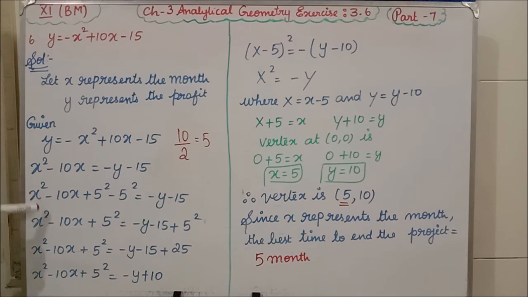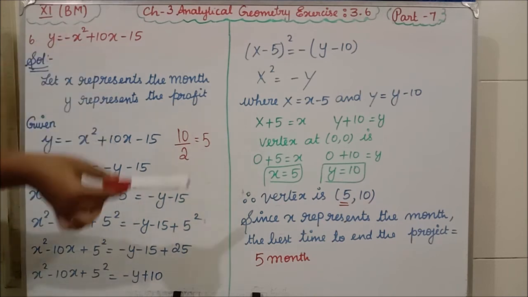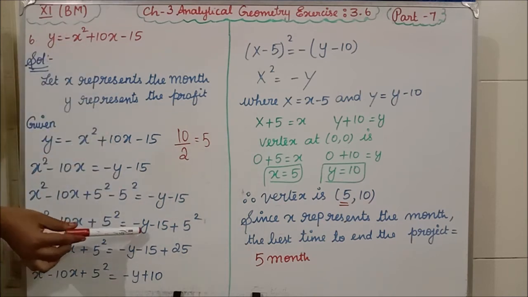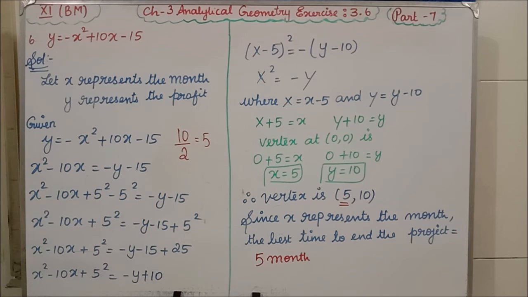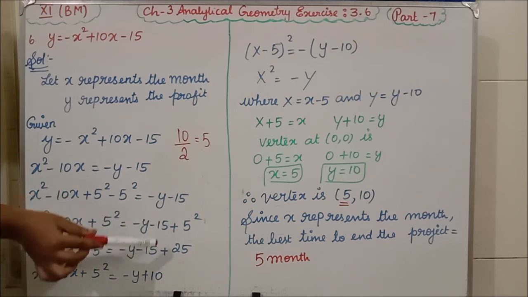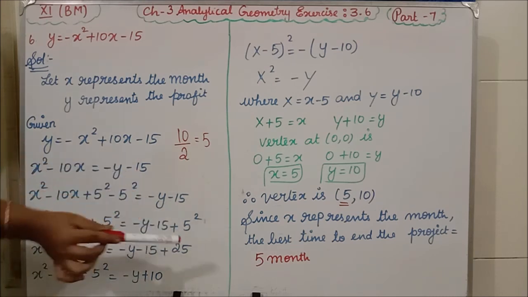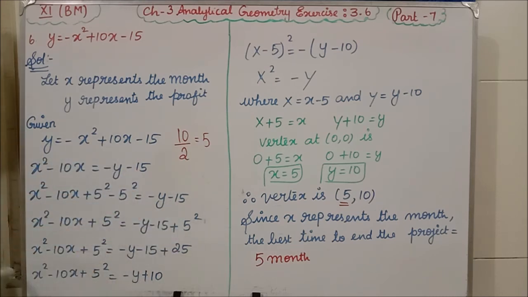Clear? The next step: x square minus 10x plus 5 square. I am taking minus 5 square to that side. It will become minus 5 minus 15 plus 5 square. 5 square is 25. The next step, I am not doing anything on the left hand side, I am considering only the right hand side. x square minus 10x plus 5 square equal to minus 5, 25 minus 15 is 10 only. So greater number, so plus 10 we have got.